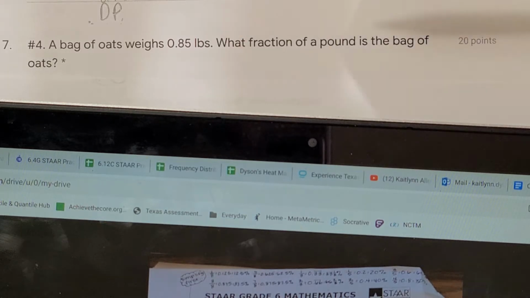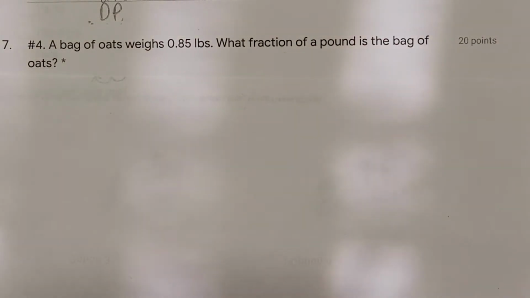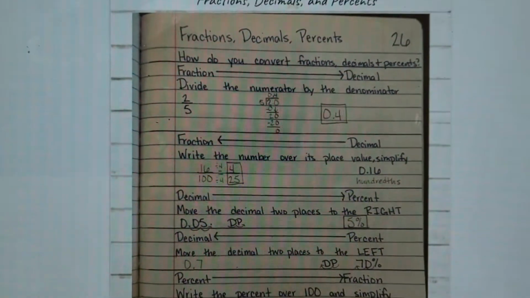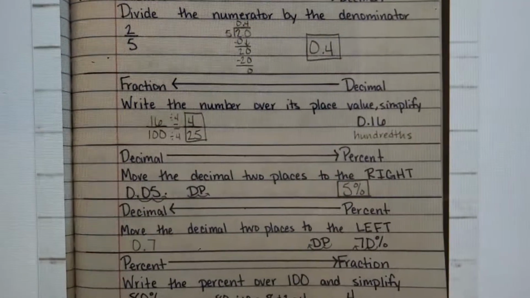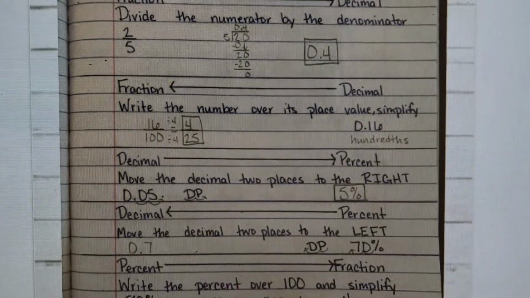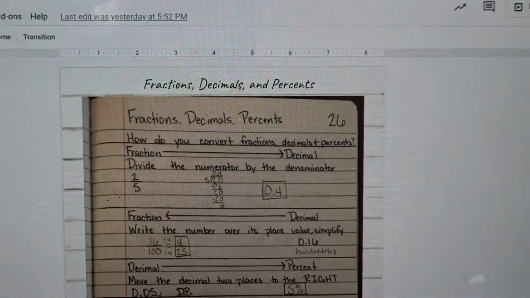This problem is asking you to take a decimal and convert it to a fraction. You should be using your notes on page 26, where it tells you how to take that decimal back to a fraction. You write the number over its place value, then simplify. Okay? If that's all that you needed to remember, go ahead and go solve.